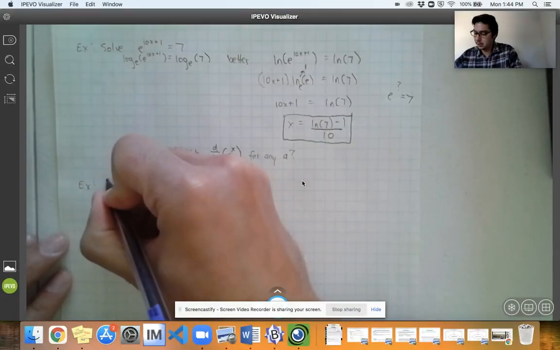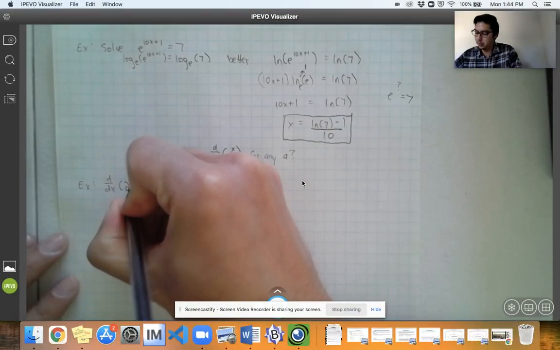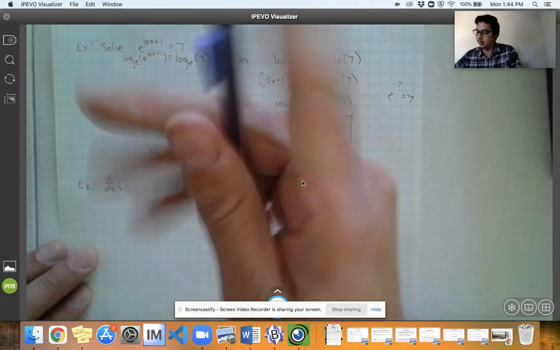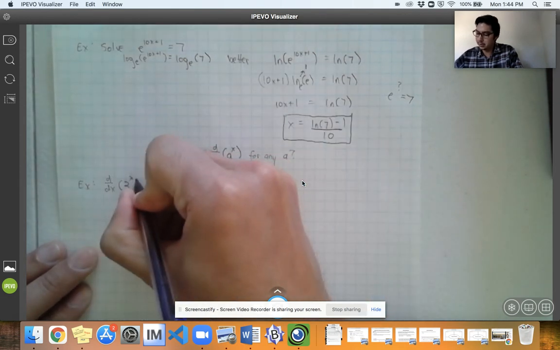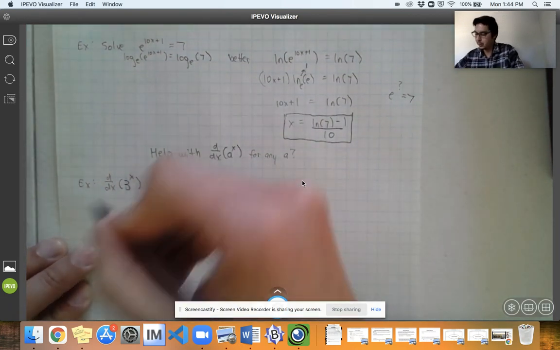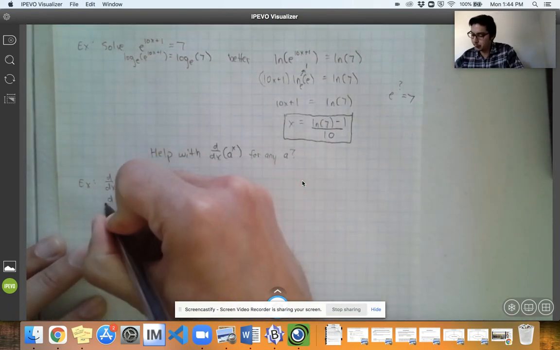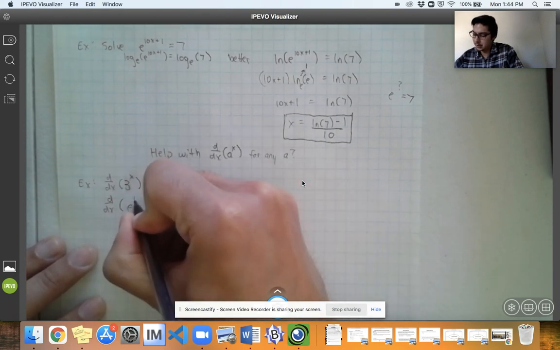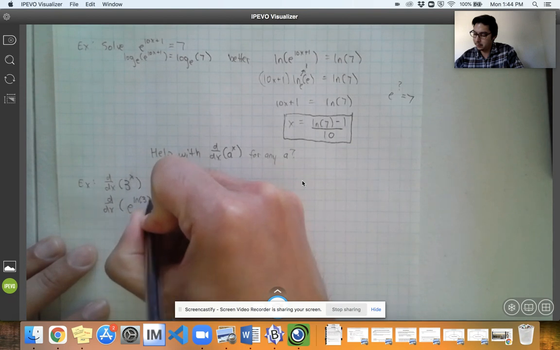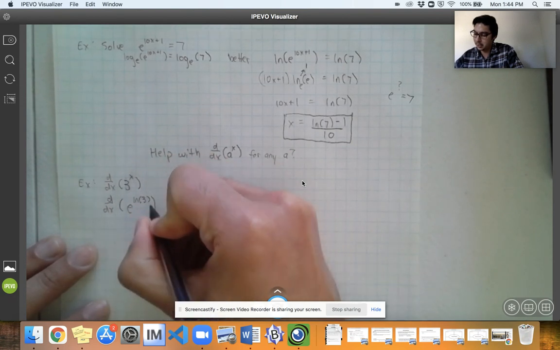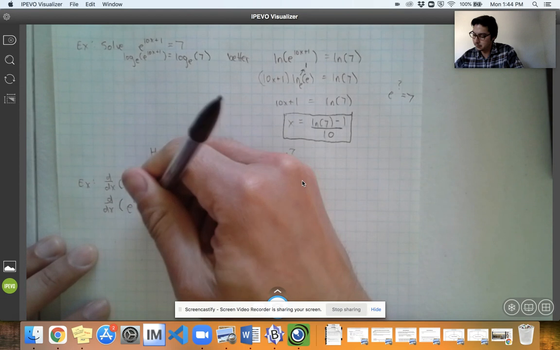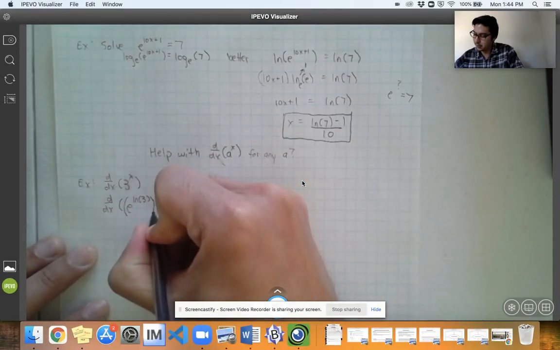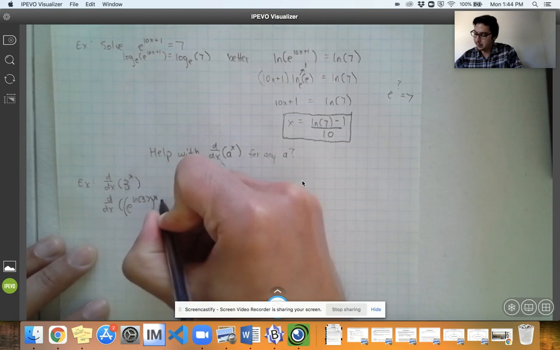So let's do, what's the derivative of 2 to the x? Well, that's your class problem. I don't want to do 2. Change it up just slightly. What's the derivative of 3 to the x? Okay. Well, we can rewrite 3 to the x as e to the natural log of 3, and then we can actually raise all of that to the power of x. So it's the derivative of e to the natural log of 3 raised to the power of x.